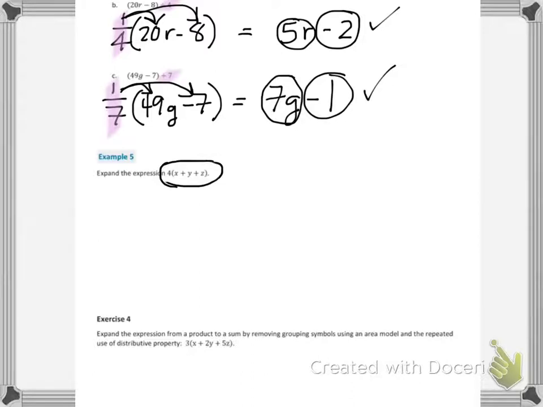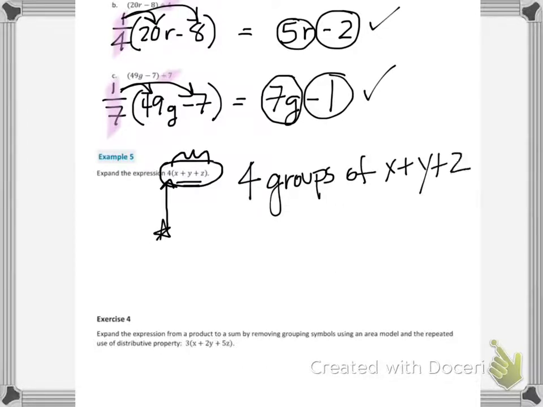Okay, so maybe you paused, maybe you didn't. But to explain this verbally, whenever we have this multiplier in front of a parenthetical sum, a sum inside of parentheses, what we have is this number of groups. So in this case, we have 4 groups of x plus y plus z. Okay, so we have 4 of these. That's pretty much what we're talking about.